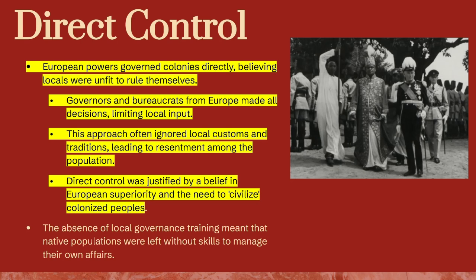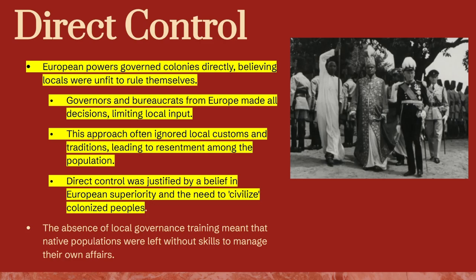And when we talk about direct control, many European nations like France would justify practicing this type of control through ideologies like social Darwinism, saying that they were civilizing these people, when in reality, after they gained their independence, the native populations that were originally under direct control by Europeans were left with little to no skills of management of their own affairs, leading to civil wars and ethnic conflicts in the 20th century.